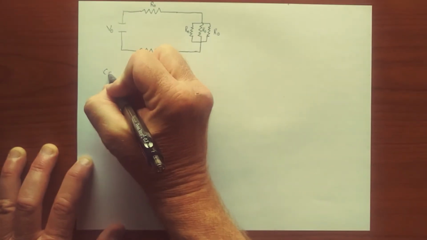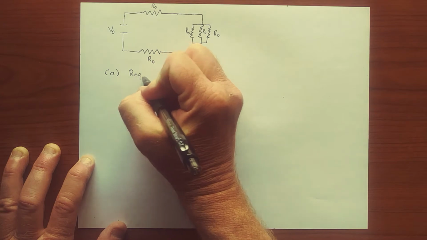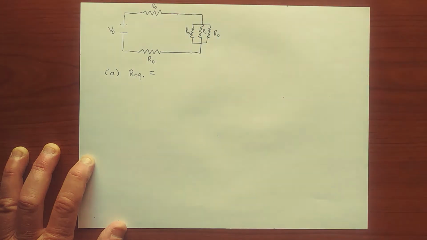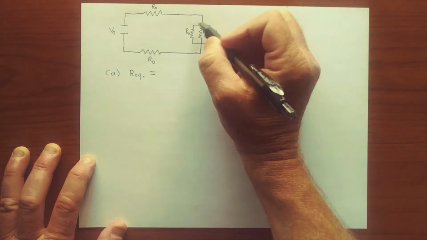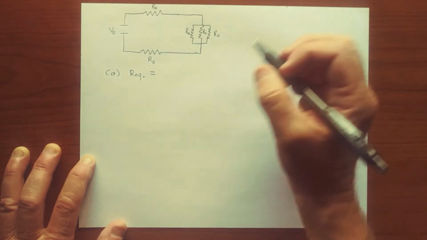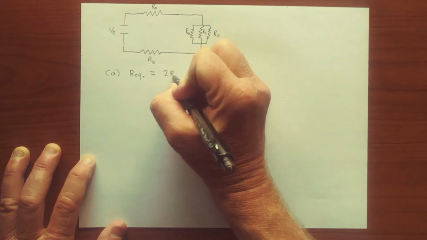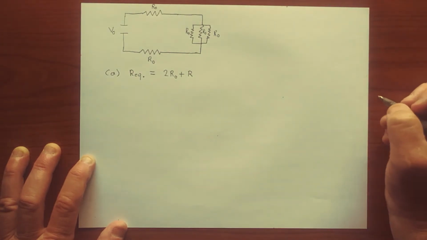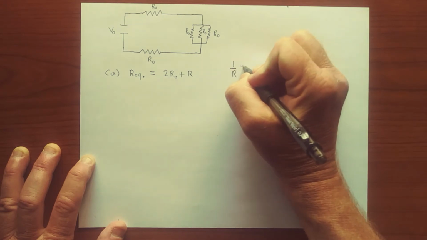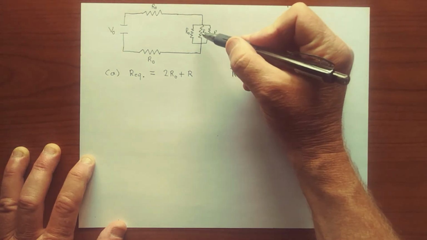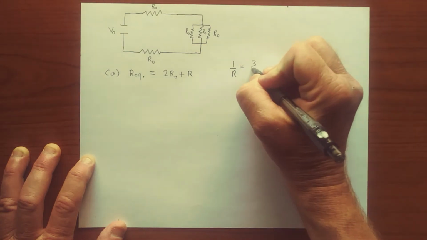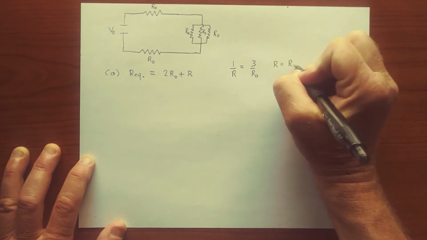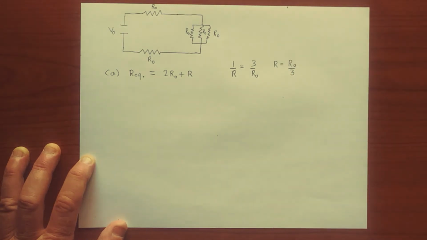So let's find first the equivalent resistance of the circuit. These two are in series, and we need an equivalent resistance here. Let's call the equivalent resistance of this part R. So this becomes 2R0 plus what that R is, and that R is given by 1 over R equals 1 over R0 plus 1 over R0 plus 1 over R0, which is 3 over R0, and therefore R is R0 over 3, just like before it was R0 over 2.